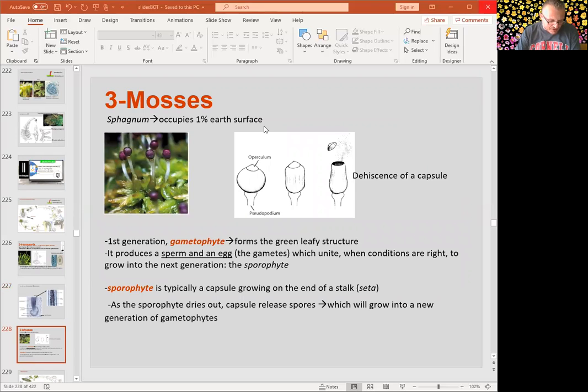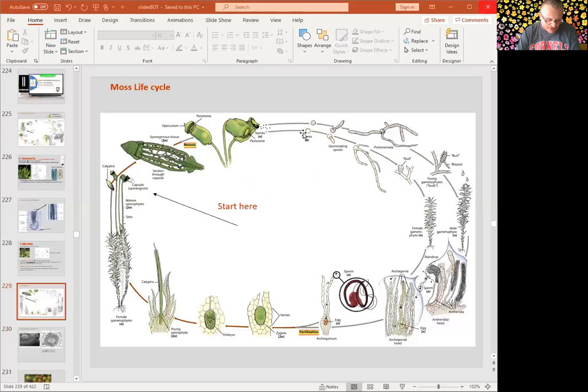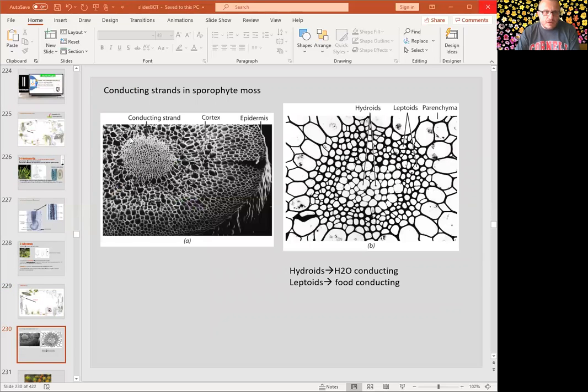Mosses are the biggest group here, with leafy growth and 13,000 species. You can see here the operculum opens up and then the capsule releases the spores. Okay, so mosses actually have some structures called hydroids and leptoids, for water and food conduction.